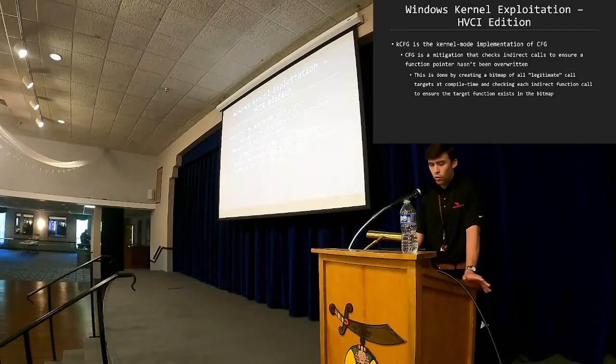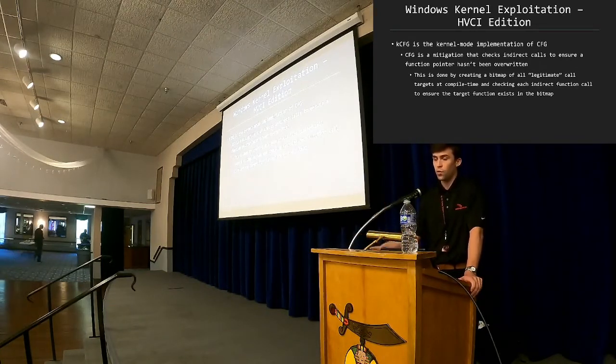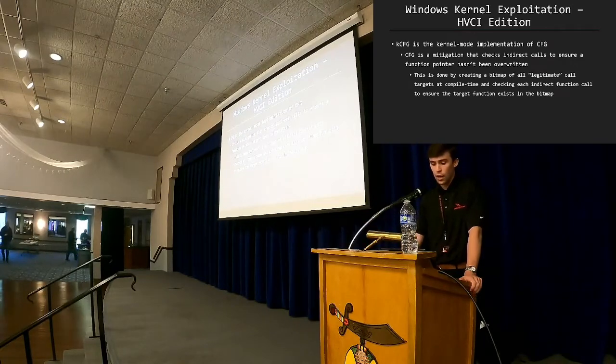Kernel control flow guard is the kernel mode implementation of CFG, or control flow guard, which is a mitigation that's been in Windows since Windows 8.1. It was an optional update then. What CFG is, it's a mitigation that checks all indirect function calls to ensure a function pointer hasn't been overwritten. And the way this is done is a bitmap is created of all of the known valid functions that are used in indirect function calls in a given application.